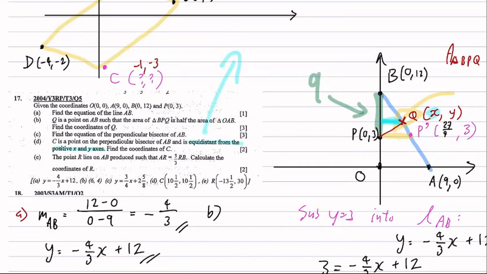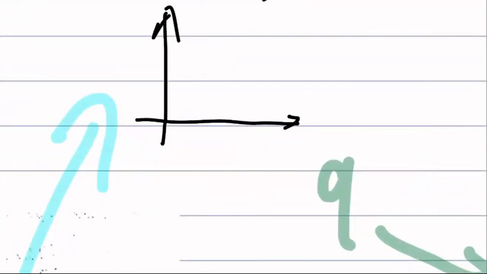What does that even mean? It means equal distance from the positive x and y axis. So let's see. If you have a point over here, this is the perpendicular distance from the x axis. Is that equidistant? Equal distance? No lah. One long, one short.